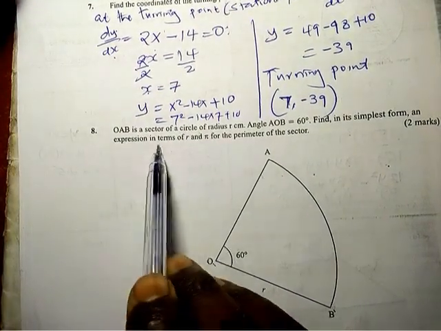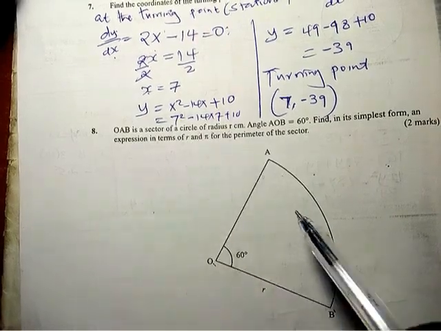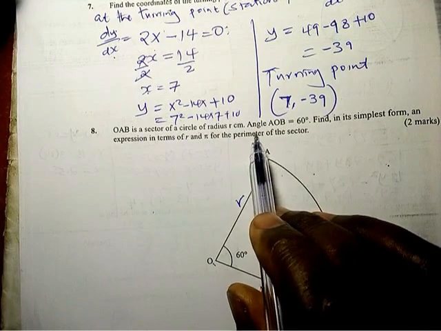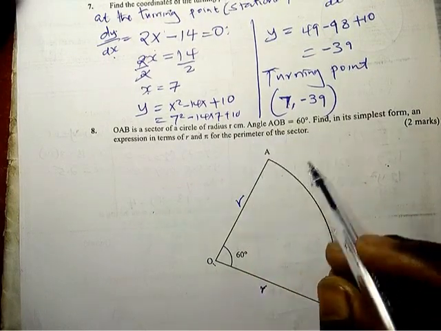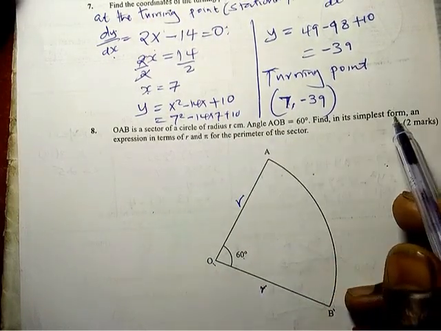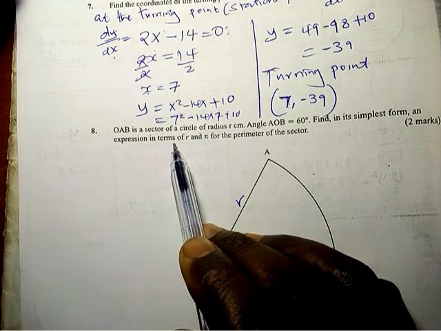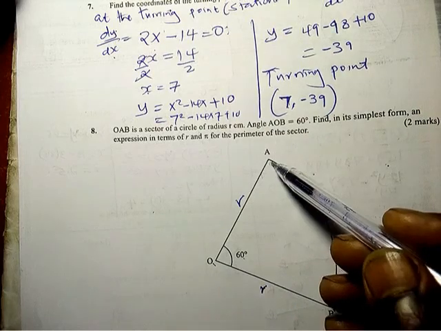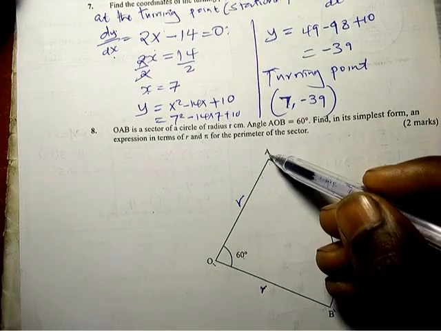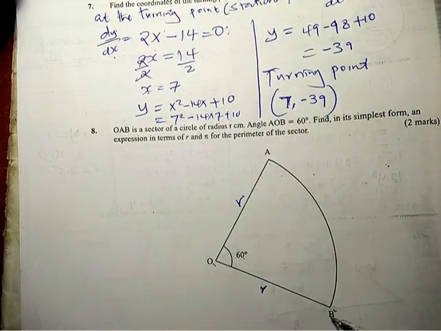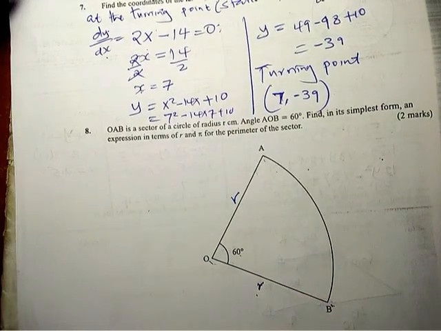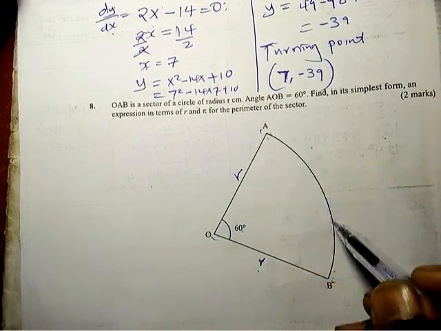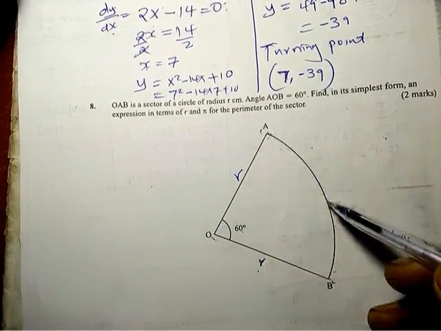OAB is a sector of a circle of radius r. The angle AOB is 60. Find the simplest form of an expression in terms of r and pi for the perimeter of the sector. For the perimeter, we are going to calculate AB, then add r plus r. This is what is called the perimeter. But for us to get AB, this is the arc length, so we are going to find the arc length AB.